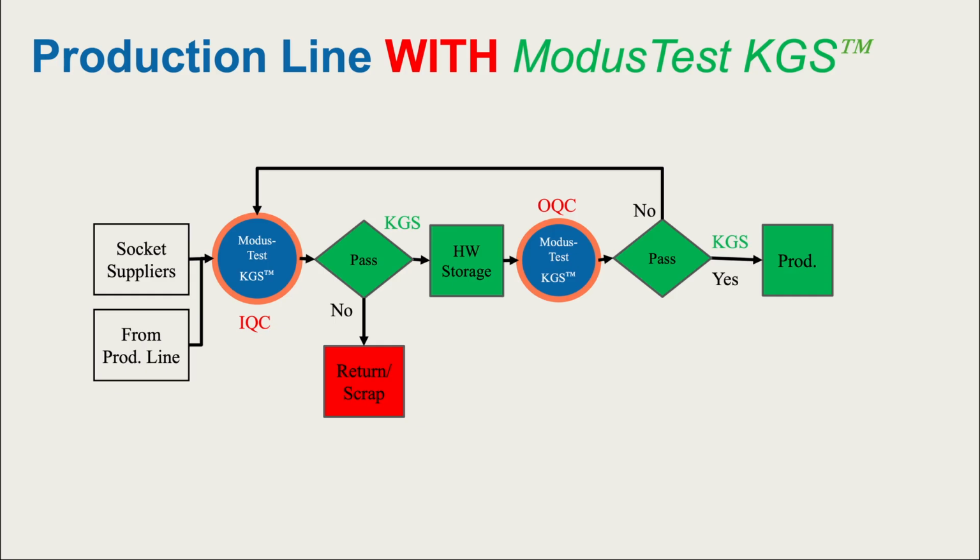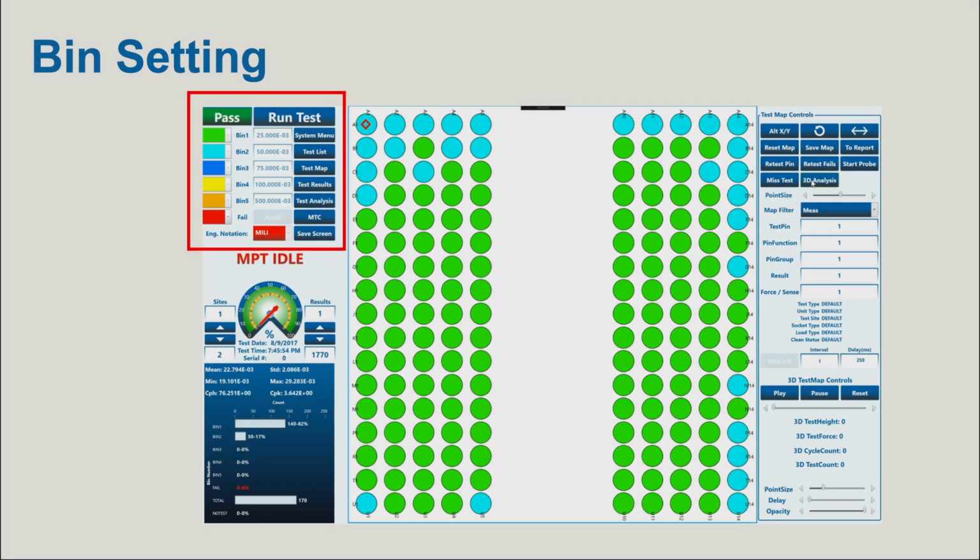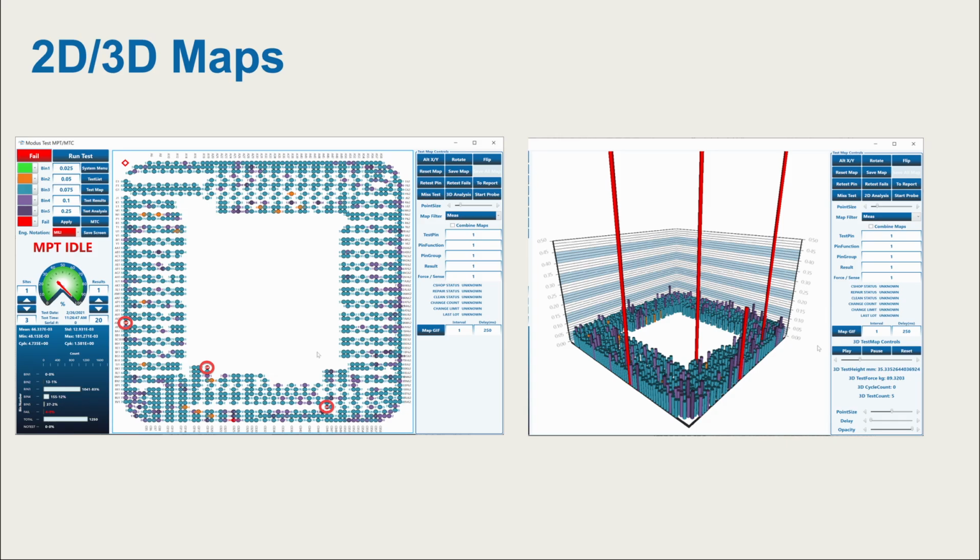An additional benefit of MTC is significant cost savings, as it eliminates the need to purchase package-specific hand socket lids and their maintenance. The bin setting feature of the MPT enables users to set custom limits based on pin applications in the package, thereby maximizing the lifespan of the pins and resulting in significant cost savings. 2D and 3D maps linked to the test results, along with customized bin colors, help users quickly identify failing or marginal pins for repair or replacement.